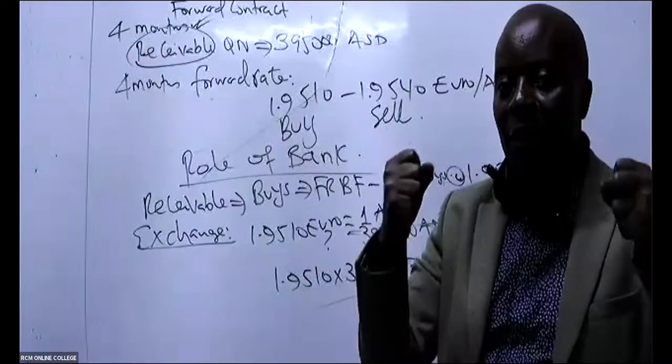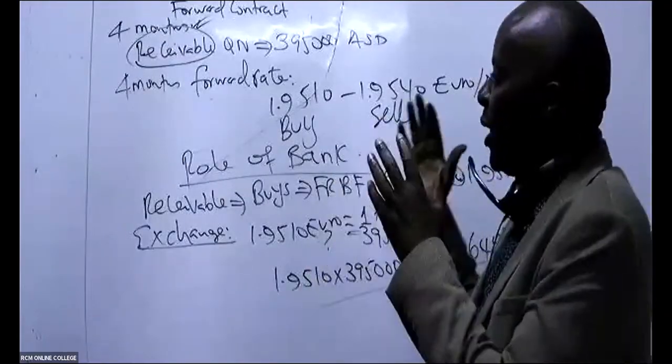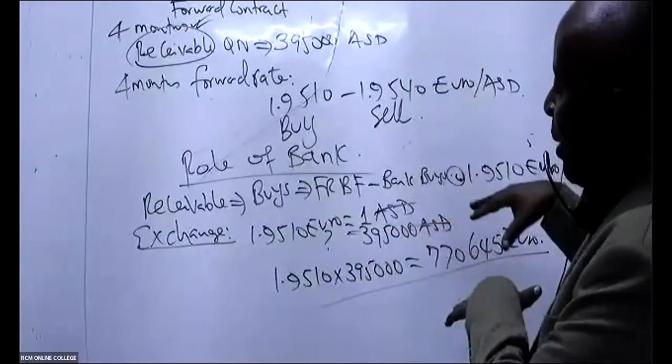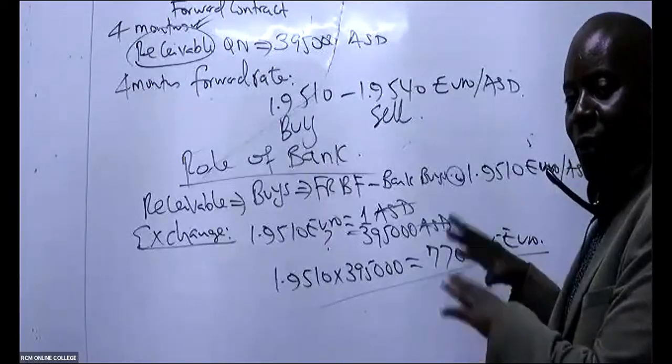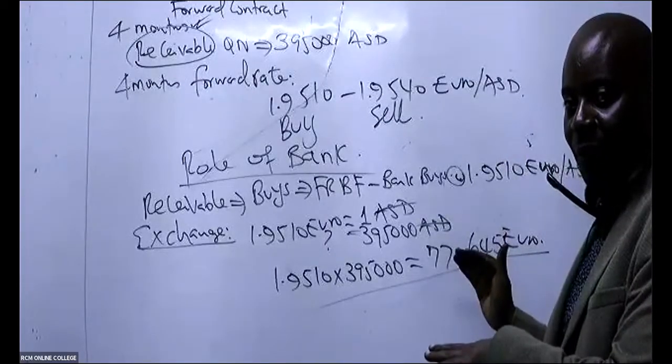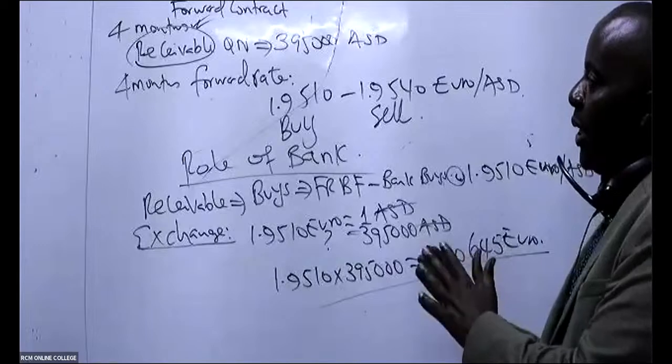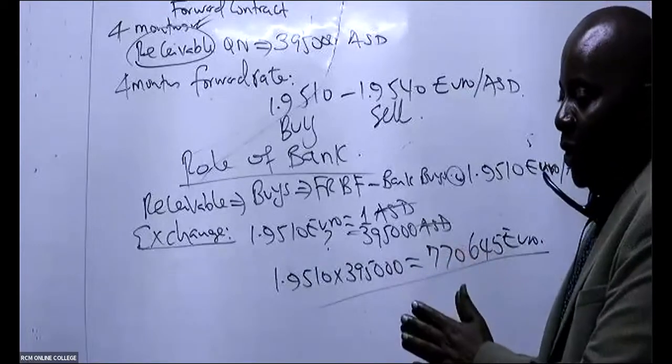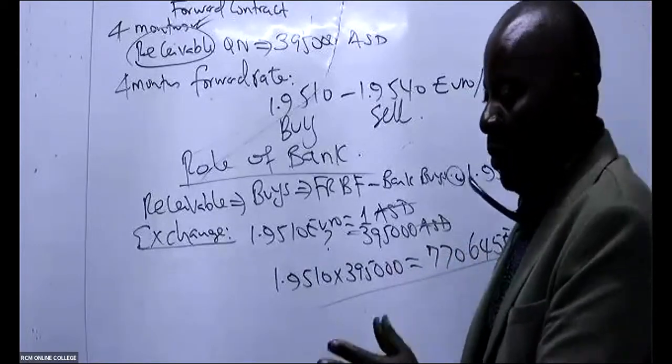So can I request that I give you 3 minutes to try doing the money market yourselves? And even if you don't get it right, so what? We have already finished forward contract, we know the amount payable. Now you want to do money market.